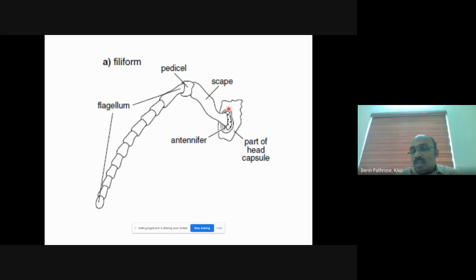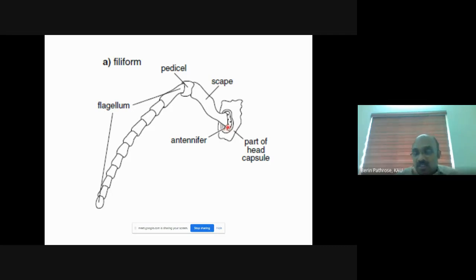The scape is attached to the insect head by a sclerite. This is the sclerite, which means it is a hardened structure. That sclerite is called the antennifer.